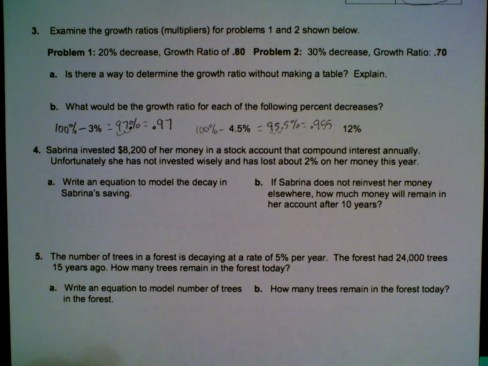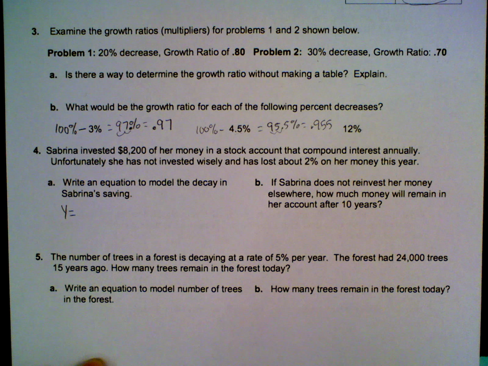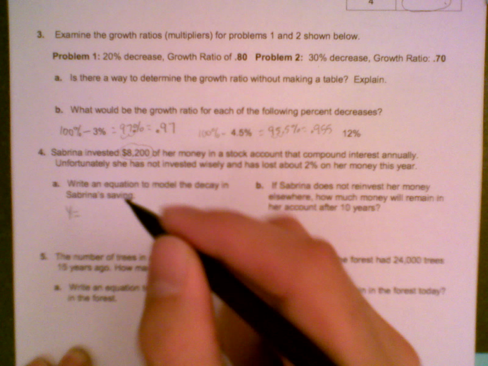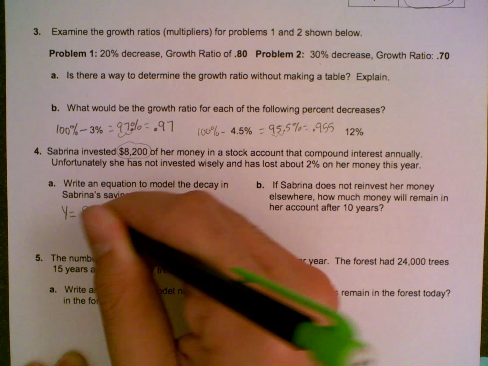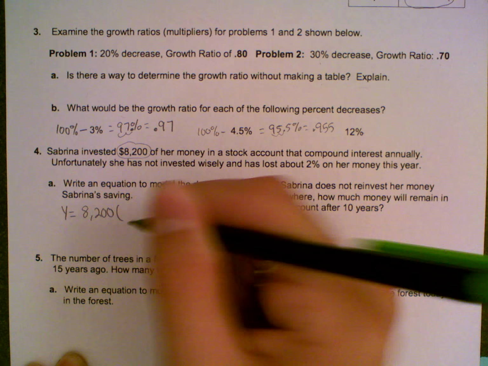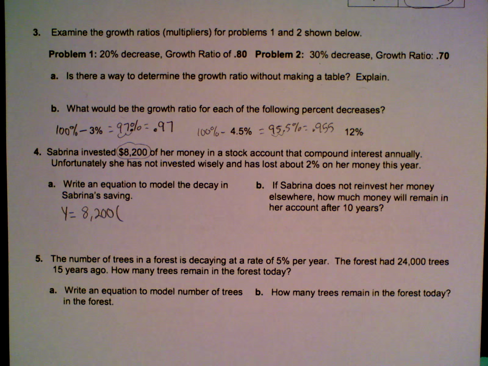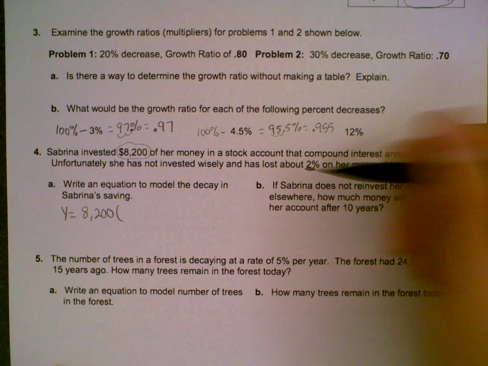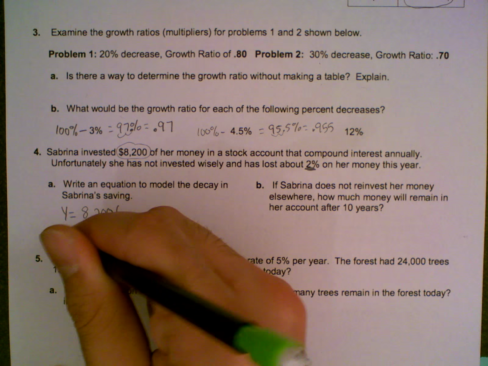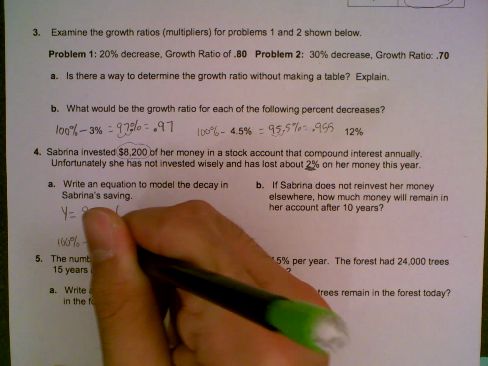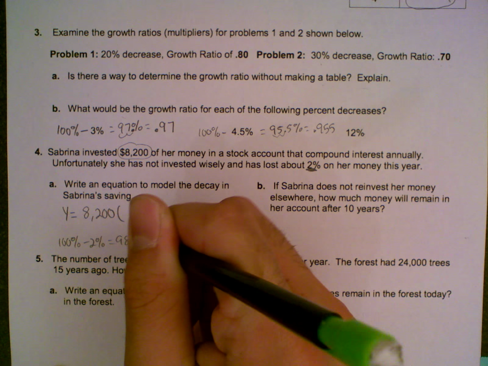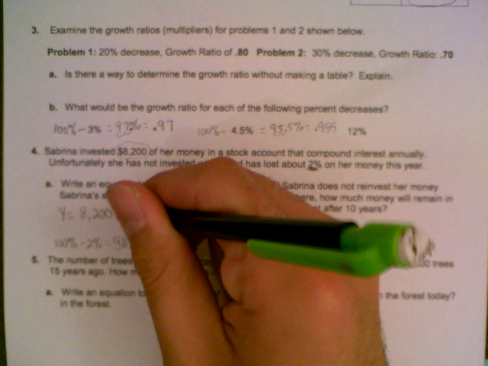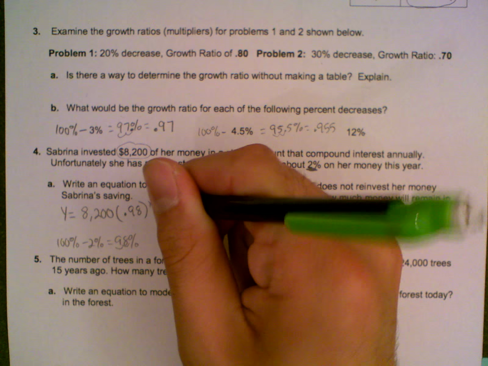So when I do my equation, we're going to do it the same exact way. So y equals the initial amount of money that's in her account, which is going to be the $8,200, times my growth ratio. And in order to find my growth ratio, we've got to look at the 2% here. So we've got to take the 100% minus 2%. That's going to give me 98%. And then I change that into a decimal by moving it over 2, and I get 0.98 to the x power.